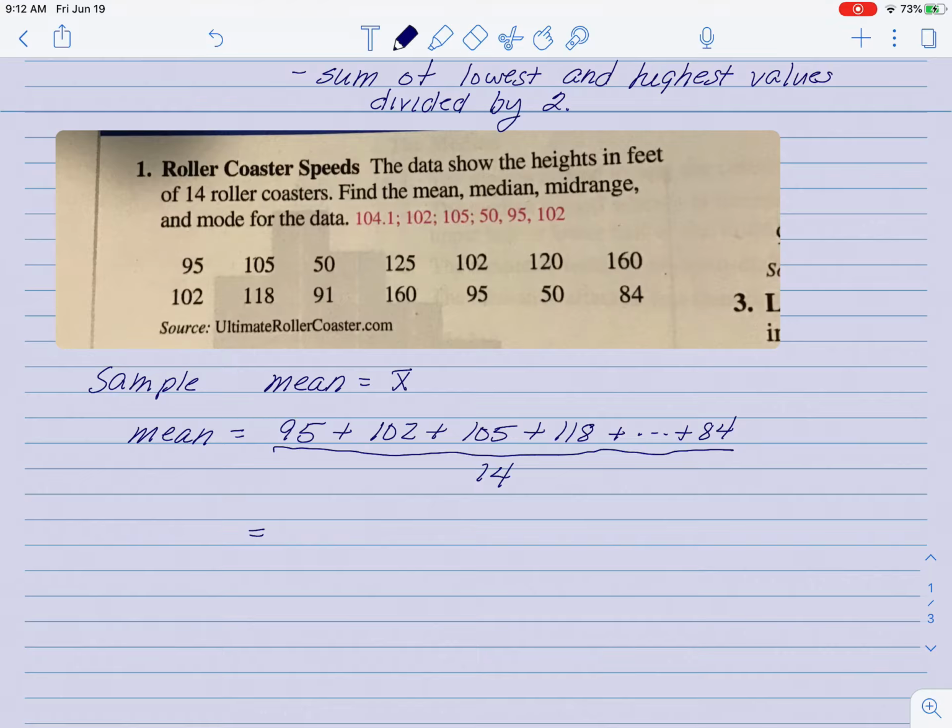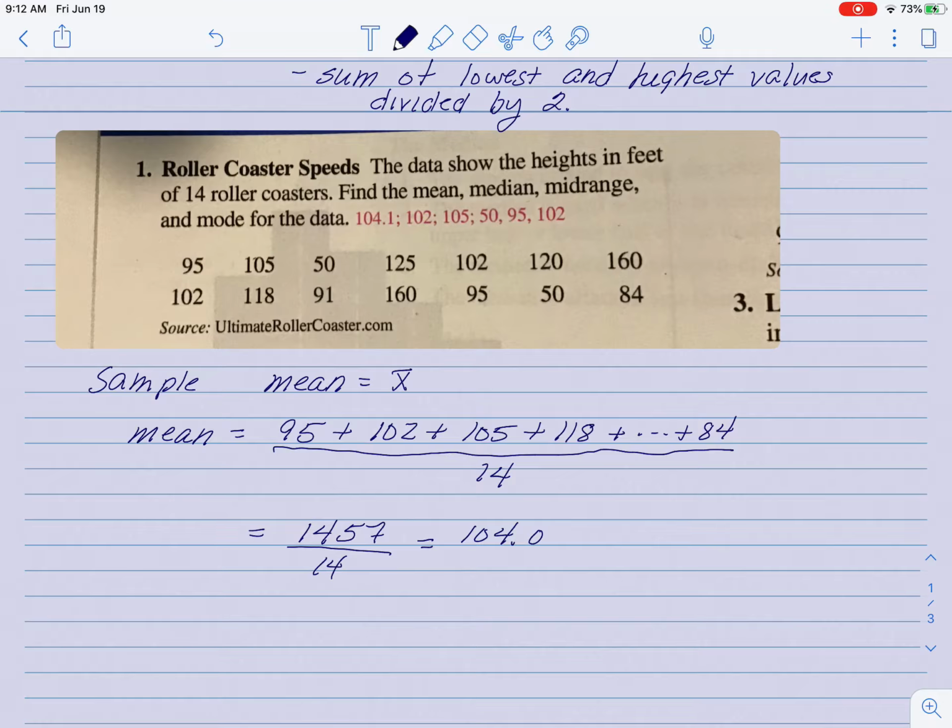I think when I get them all, I get a sum of 1,457, and now I've got to divide that by 14. So I get a mean of 104.0, and now your mean value has to have one more decimal place than the data set that you have.